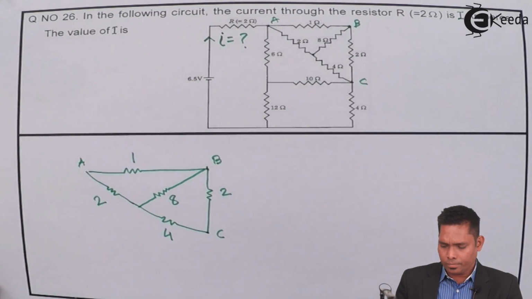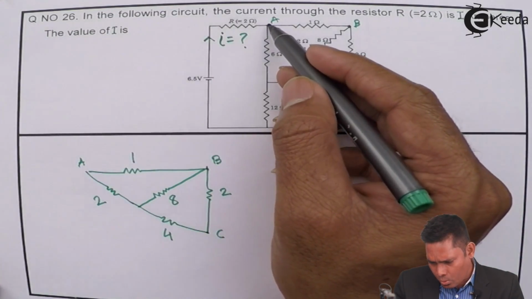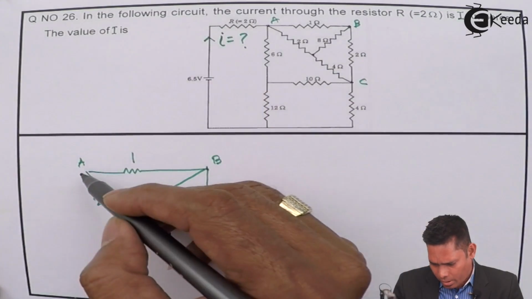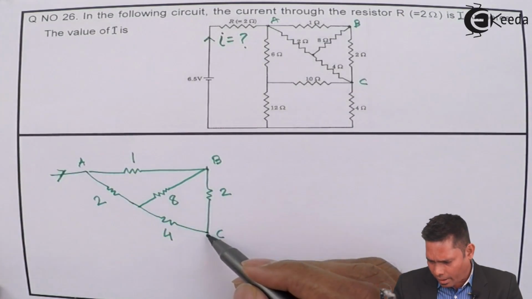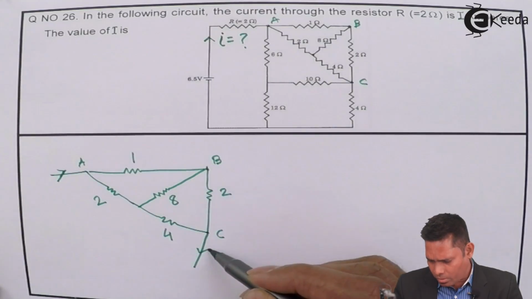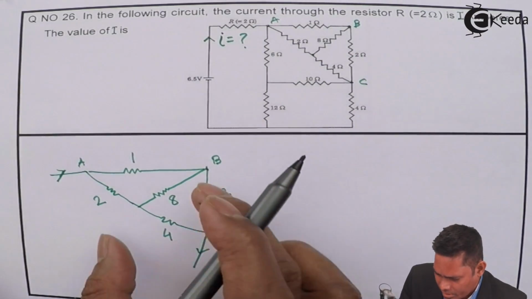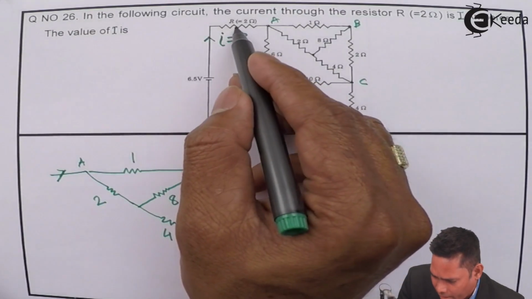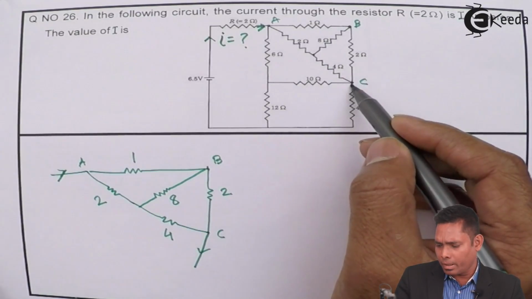Now terminal A is taken out and C is also taken out, like the current is flowing like that. You can easily see that whatever current will enter here, some current will come out from here.